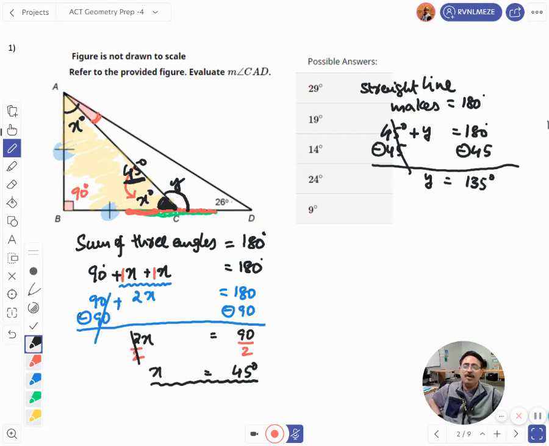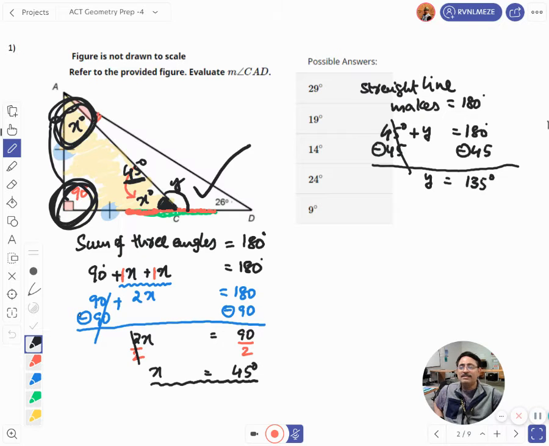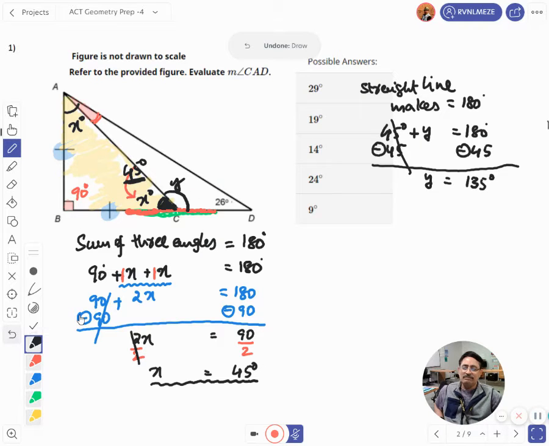There is another way also. I hope you know that the sum of two interior angles equals the third angle's exterior. Therefore, y equals 90 plus x, or y equals 90 plus 45. That gives you 135. You may follow that method also. Or else you may take this one, a straight line makes 180 degrees. So you found the y value.